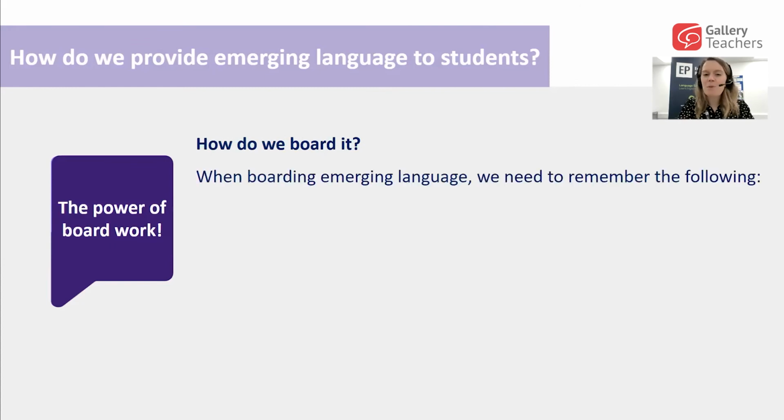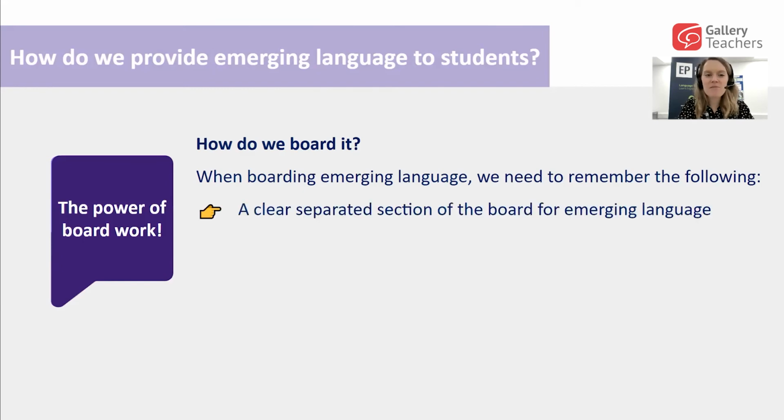And when we board the emergent language, I think we need to remember some key things. First of all, I like to have a clear separated section of my board for emerging language. Often I have a column on the right-hand side of my board, so my students always know that that's where emergent language goes, things that come up during the lesson. And I try to keep it up there for the majority of the lesson if I can. I also have done this with a Word document, having that open on the screen so the students can see it. I always want to focus on MFP, the meaning, the form, the pronunciation.